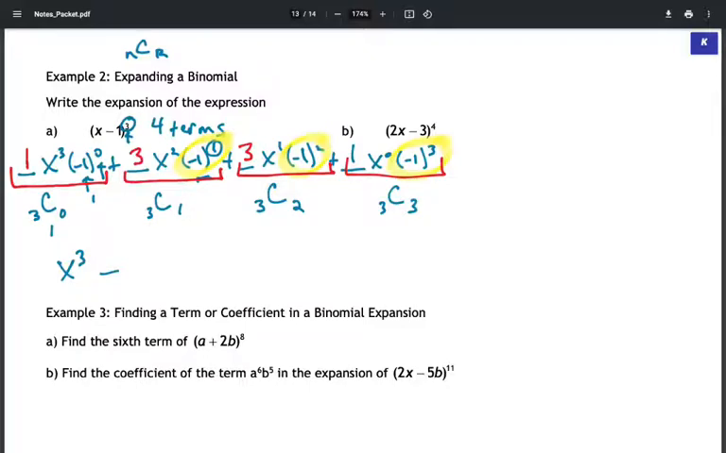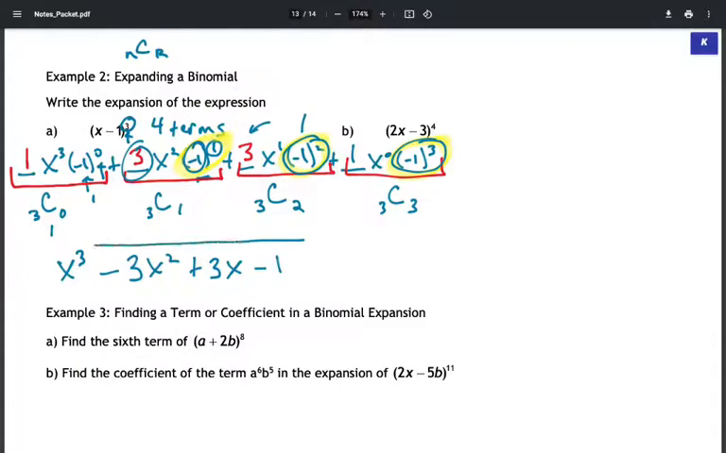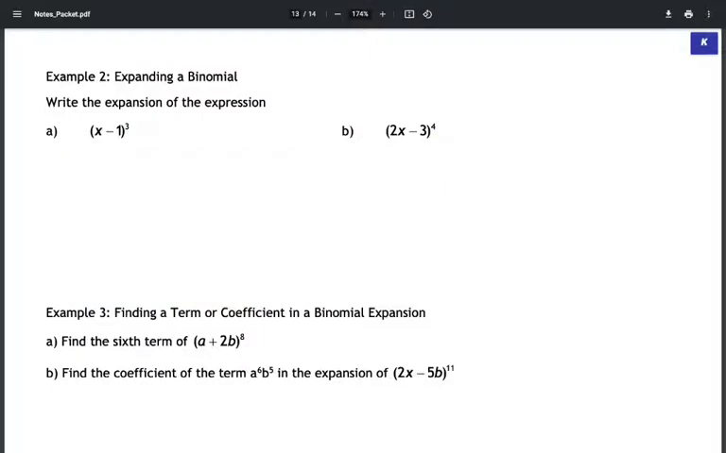So when you do this 3 times that -1, you're going to get a -3 and then x squared. Over here, you have this -1 squared, which is a +1, times this 3, which gives you a +3x. And then on the last term, you've got that -1 cubed, which is just going to be -1. So this is fully expanded here. I mean, we could have multiplied it out, and that might have been a little bit faster, but when we get something with a higher degree, it'll make a better difference. All right, I'm going to erase that, and let's do the next one.